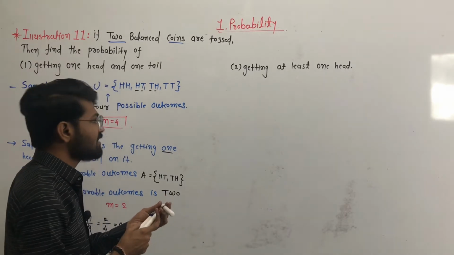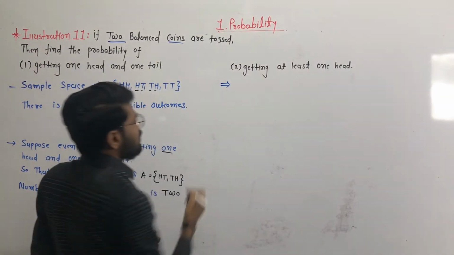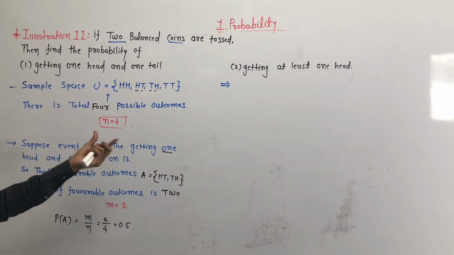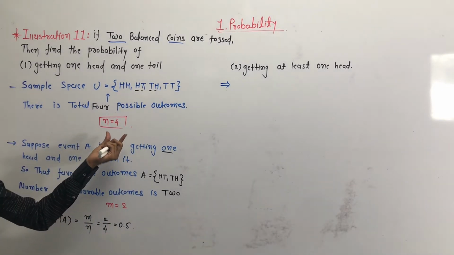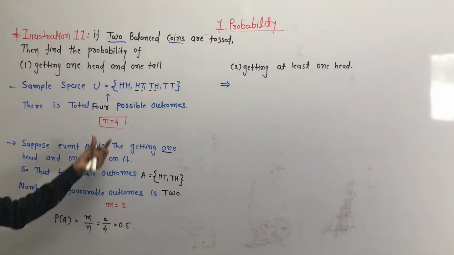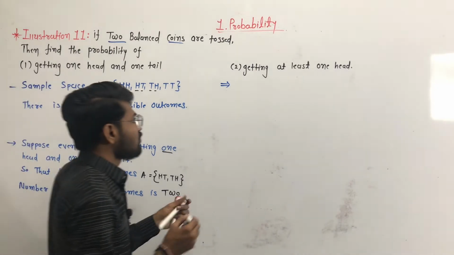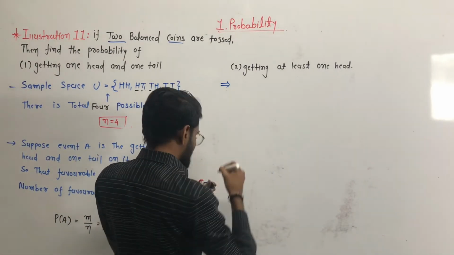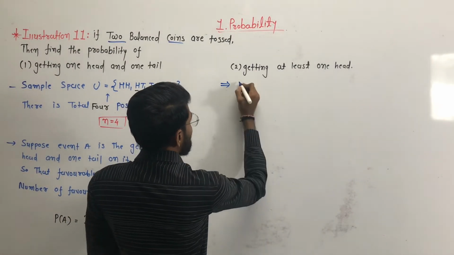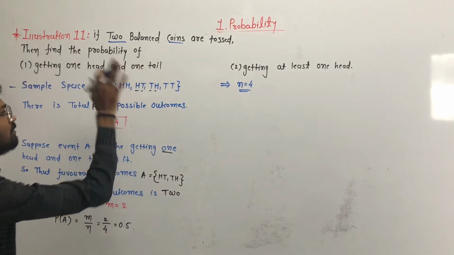Okay, now we are going to the second question: getting at least one head. For both events our possible outcomes will be the same. U is equal to HH, HT, TH and TT, and the number of possible outcomes N is equal to 4. Why? Because in both events we toss two balanced coins.